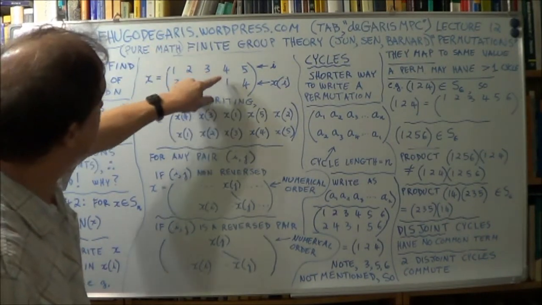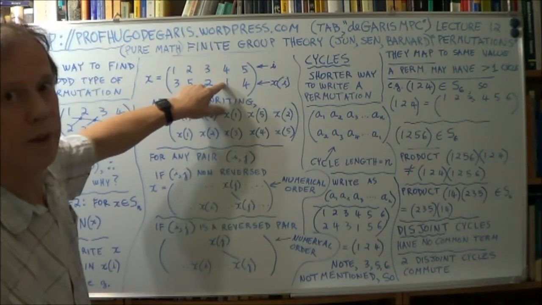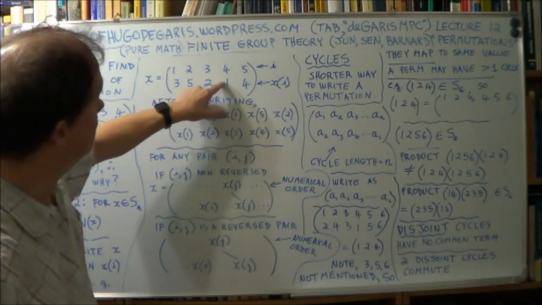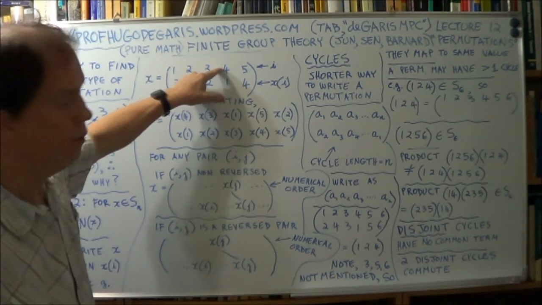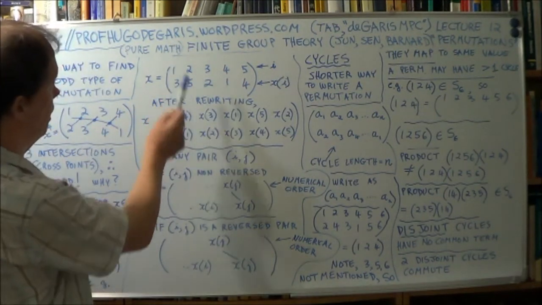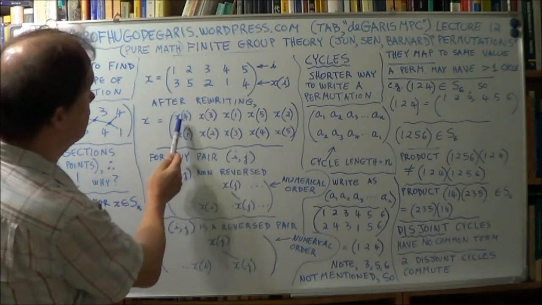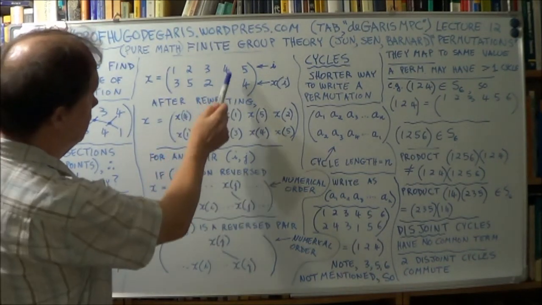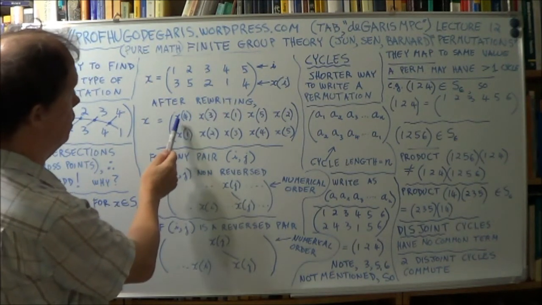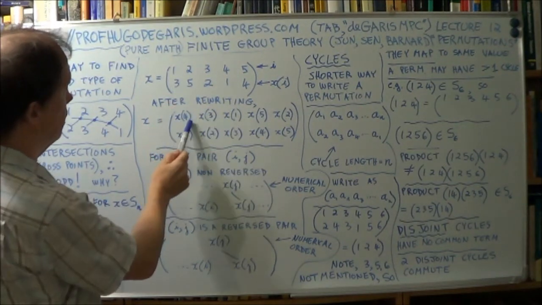So in this permutation, 4 maps to 1. So 1 is the x of 4, the permutation of 4. So instead of writing 1 here, I can just rewrite it this way. It's the same thing, right? If you permute 4, what do you get? Well, you get 1. So x of 4 is just the permutation; it maps 4 to 1. So instead of 1 here, I just put x of 4.